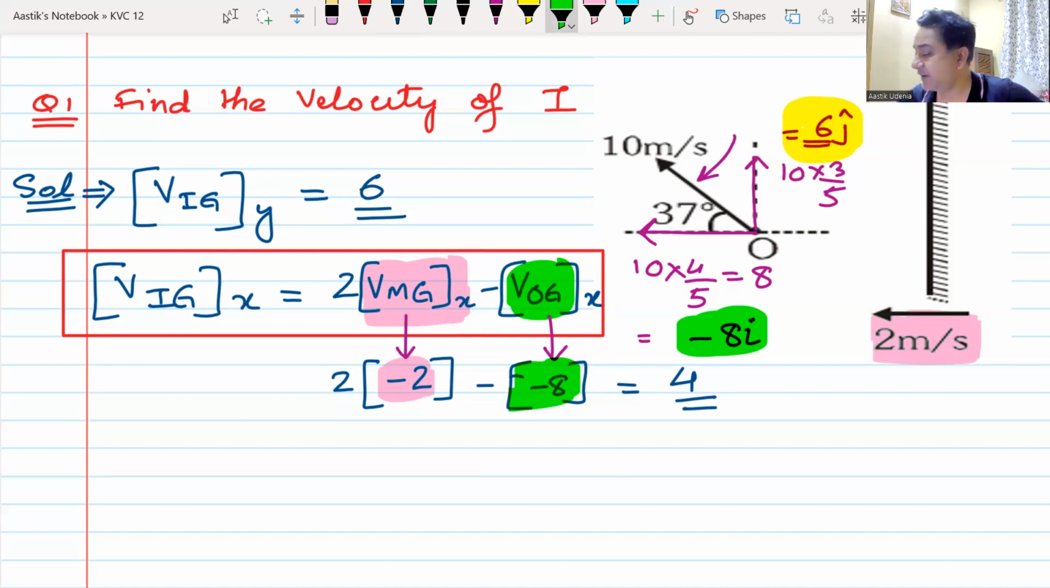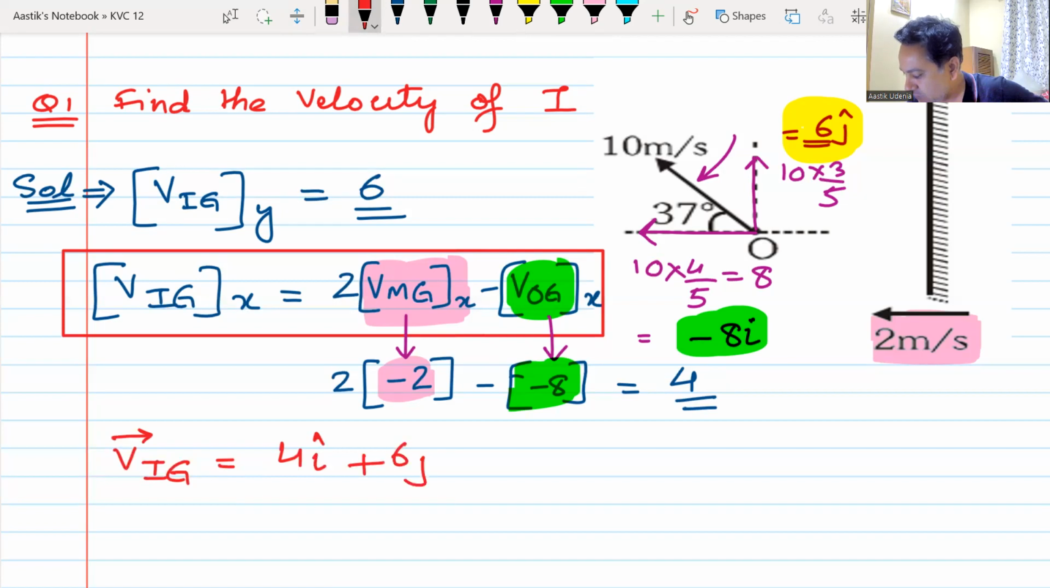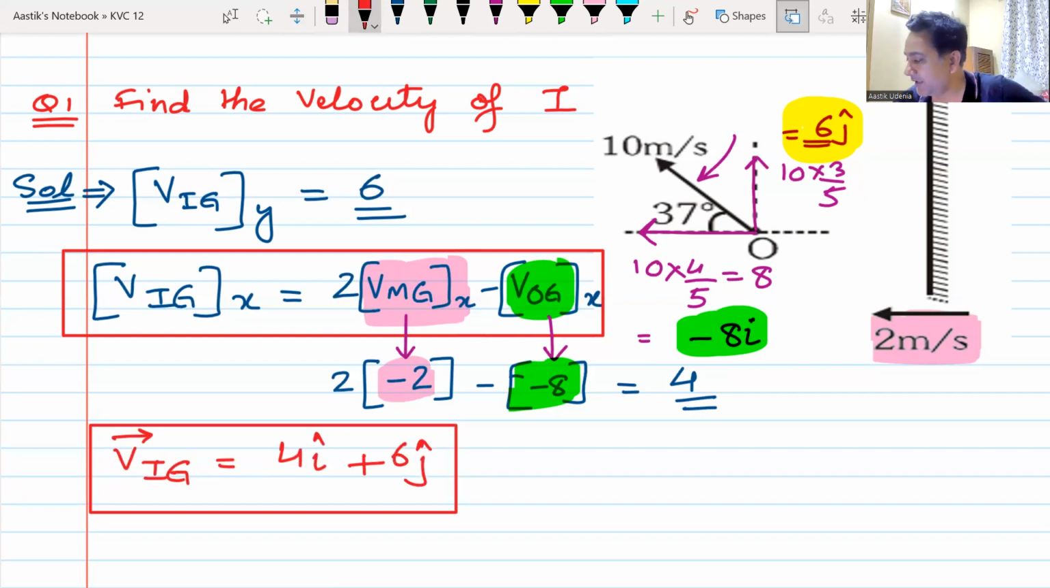It seems that everything is good in this universe. So now I can write this velocity in vector form. Velocity of image with respect to ground can be written as plus 4i. Why am I writing plus? There's no need of writing plus. I can simply write it as 4i plus 6j. That would be my velocity of image with respect to ground.